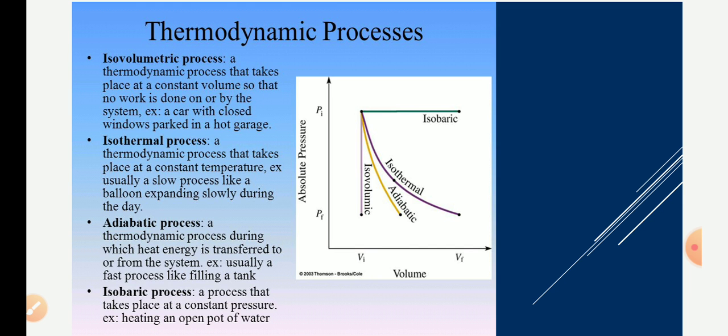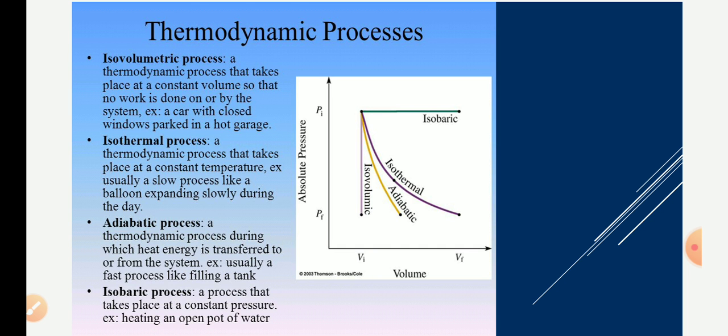Next, the isothermal process. In an isothermal process, the temperature remains constant throughout the process. That type of process is called an isothermal process. Examples of isothermal processes are slow processes, like a balloon expanding slowly during the day.